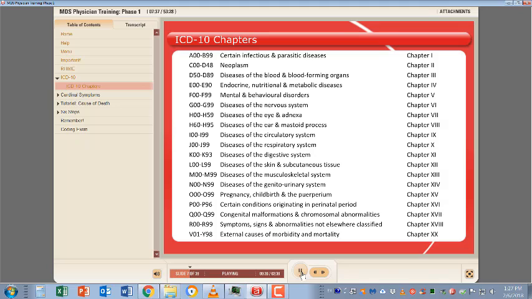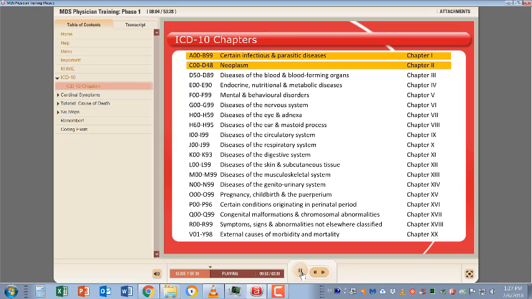Infectious diseases, for example, tuberculosis, A15 to A19, HIV, B20 to B24, and measles, B05, are listed in Chapter 1, consisting of A and B codes. Cancers are listed in Chapter 2, consisting of C and D codes.